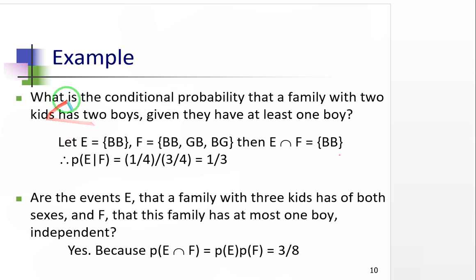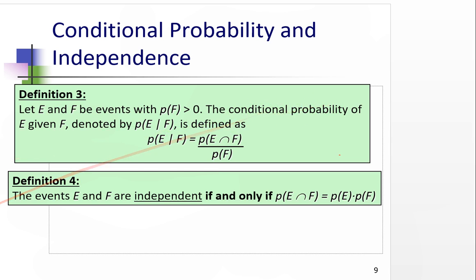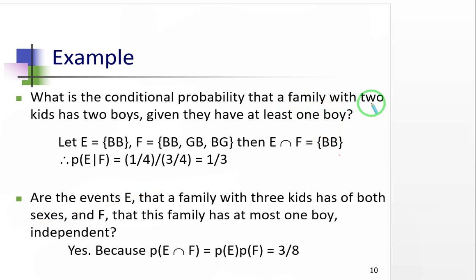So he's saying, what is the conditional probability that a family with two kids has two boys, given they have at least one boy. Let's see, we are making two events now. Initially, let E be equal to 2 boys, B and B. Then we are making another, because they are saying that the family needs to have at least one boy. It can be more than one, but at least one.